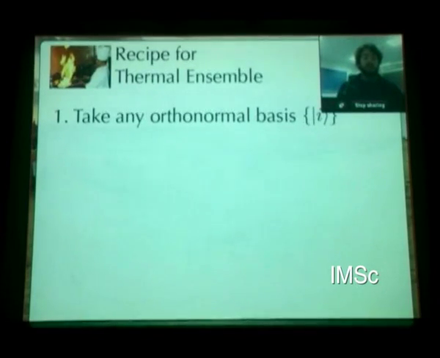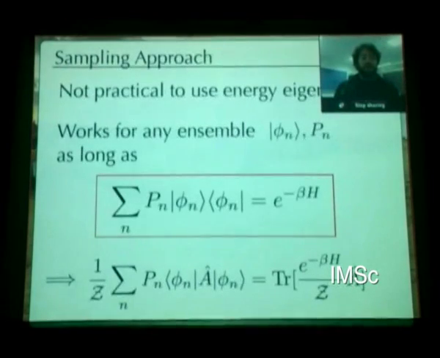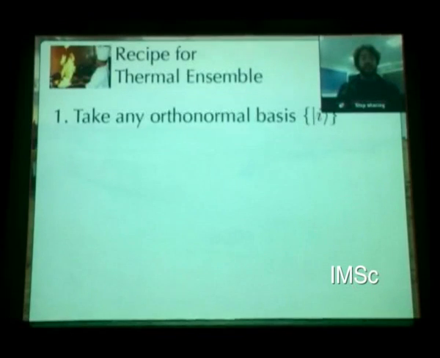I'm sorry, if you go back one. Then it's distributed with relative probability weights p_n, such that if you add up the outer products, they add back up to the density matrix at temperature beta, where beta is 1 over T, for those of you who aren't familiar. If you take an average in that ensemble, you get the correct thermal average. So there's a general recipe for making any thermal ensemble just from a basis.